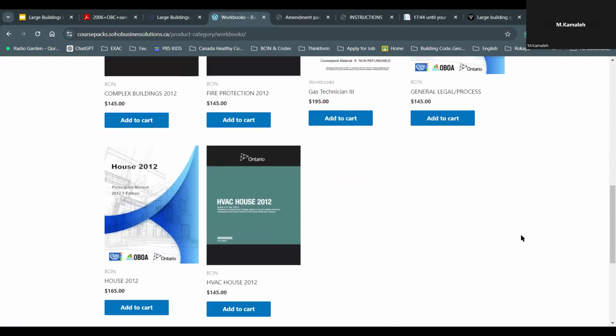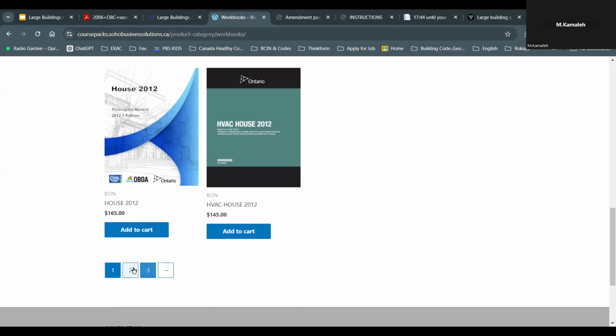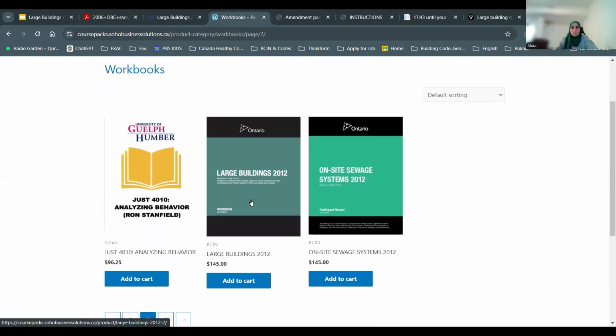But if I get the large building book, for example, it will also cover small building. No, it will be focused on the topics in the large building exam. Okay, but in the end, I'm qualified to work in both small and large buildings. Yes, you are right.